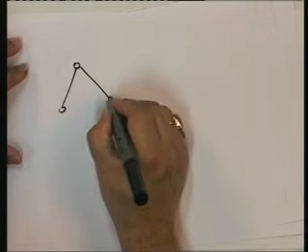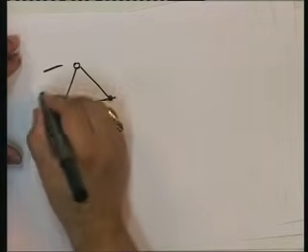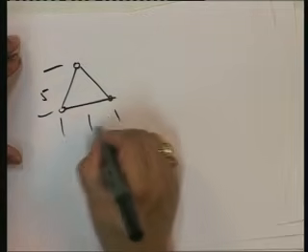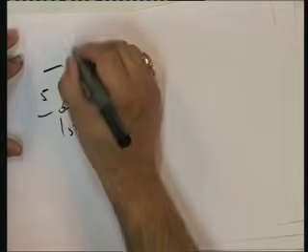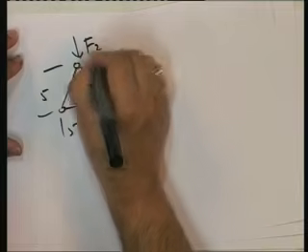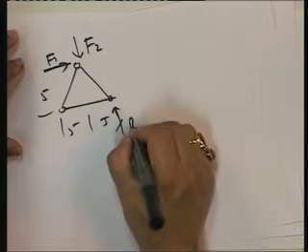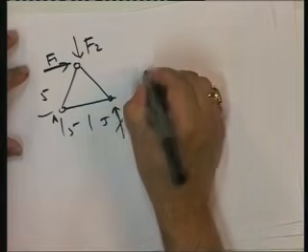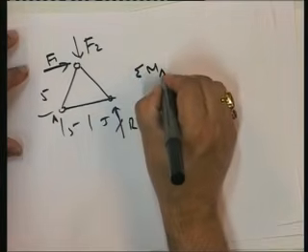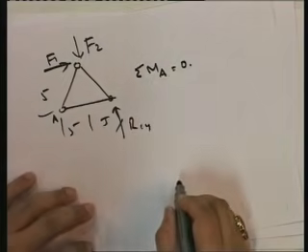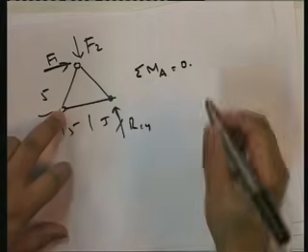Let me look back at that particular problem. Let me go back. Note, this is 5, this is 5, and this is 5. F2, F1, and I need to find out our CY. So take moments about A is equal to 0. Okay. Take moments about A equal to 0.